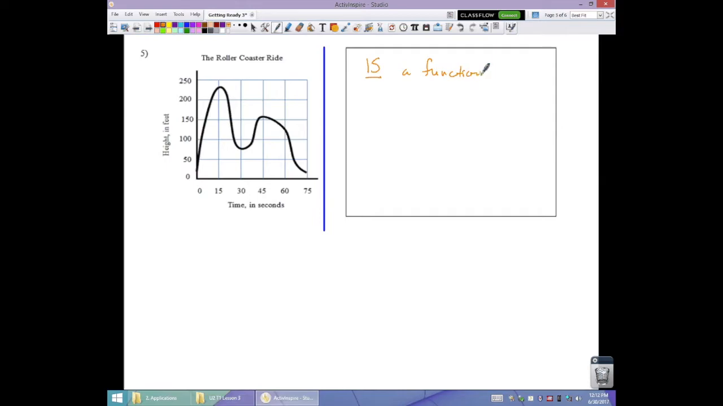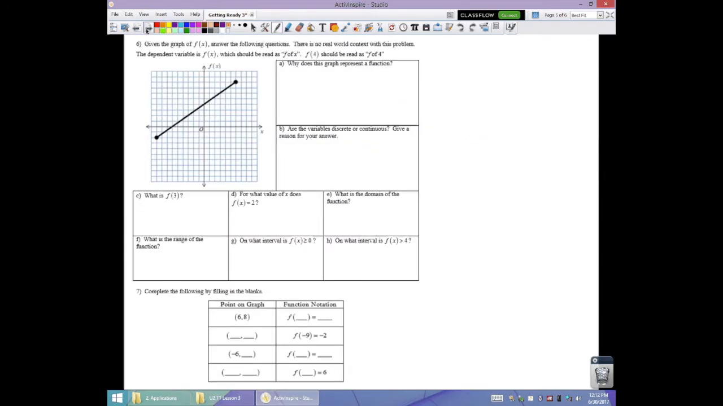Again, whenever we're saying yes, we do have a function, we justify that with the definition. So each domain element is paired with exactly one range element. Please don't give as your reason the vertical line test. That might be how you determined that it is a function, but the reason that you know it's a function is because you figured out that each domain element is paired with exactly one range element.